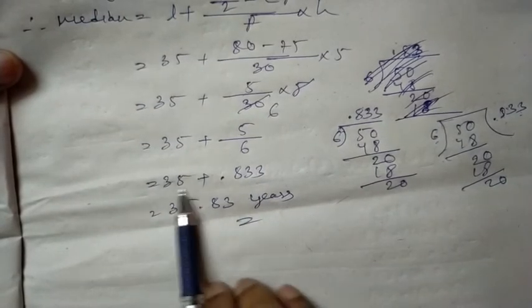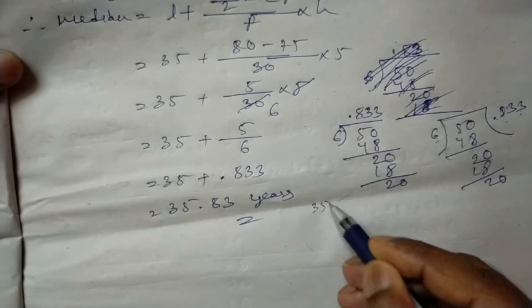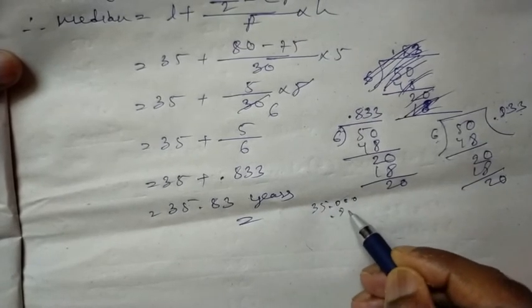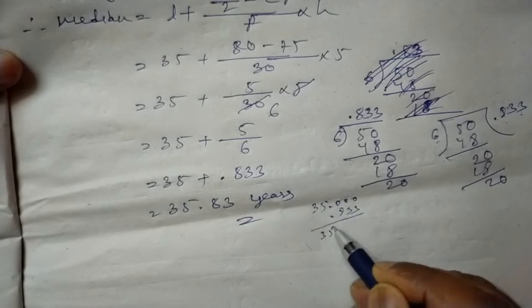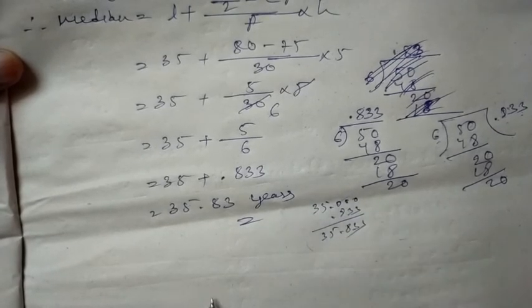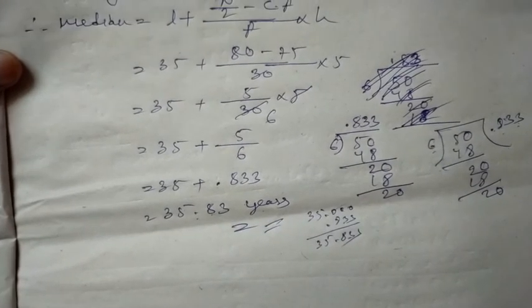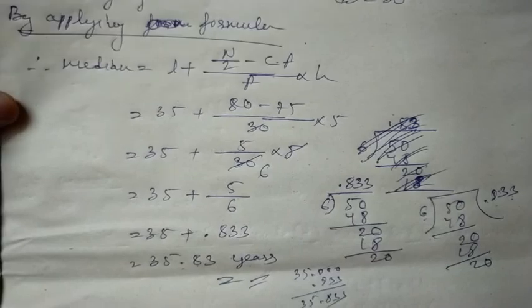Then if we add this value in this way, right? Decimal zero, then decimal 833. Okay, the answer will be 35.833, so we have got 35.83 years. This is our answer. I think you have understood. Thank you.